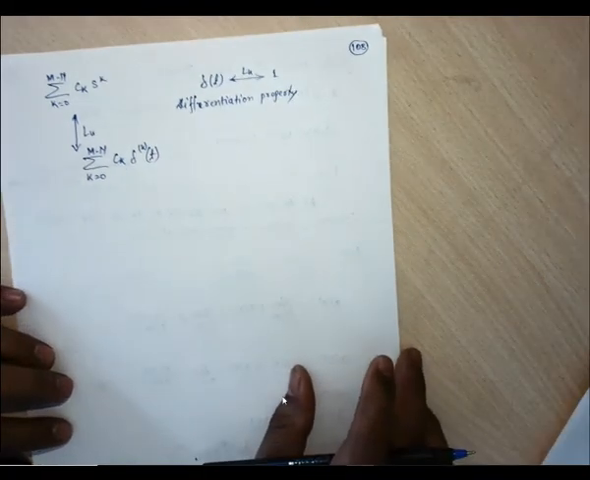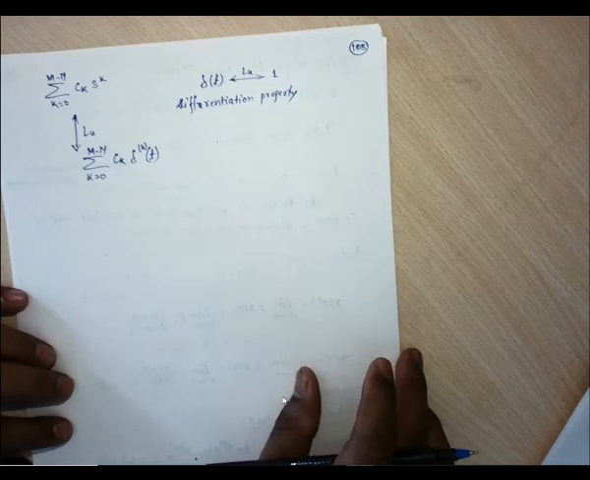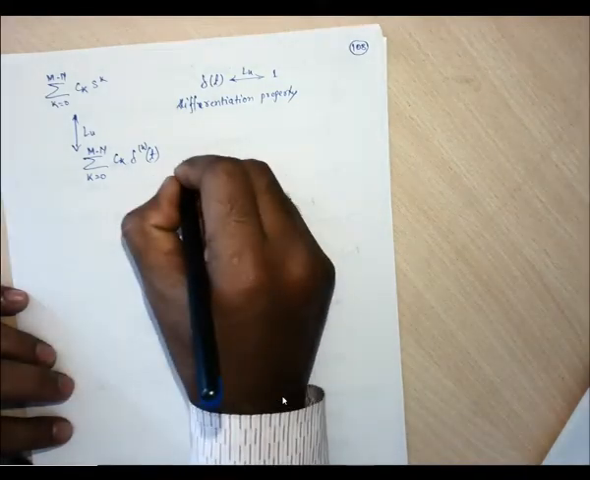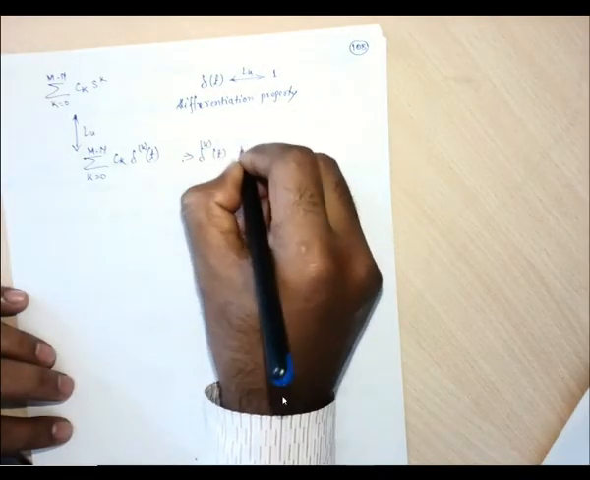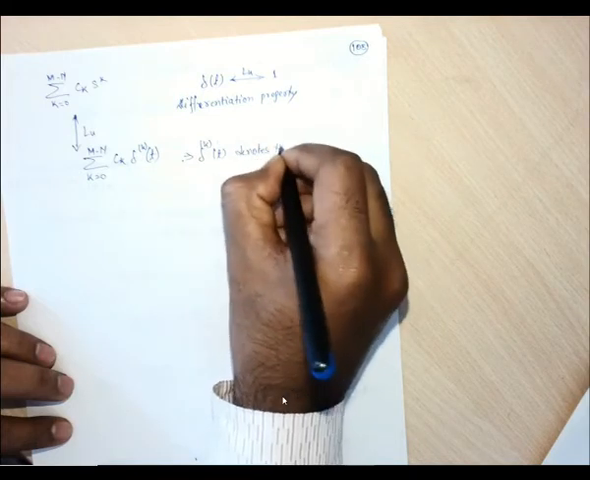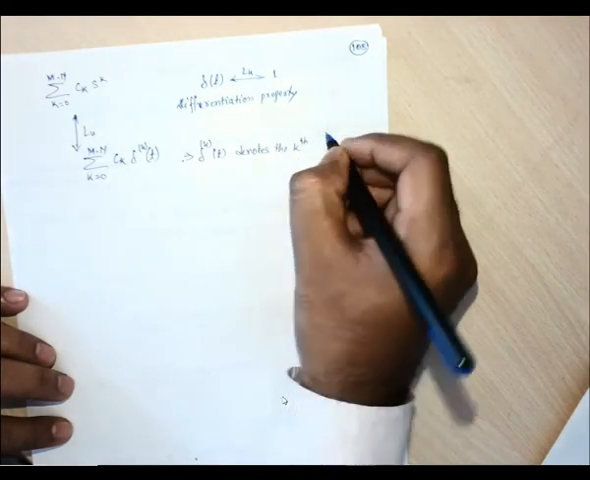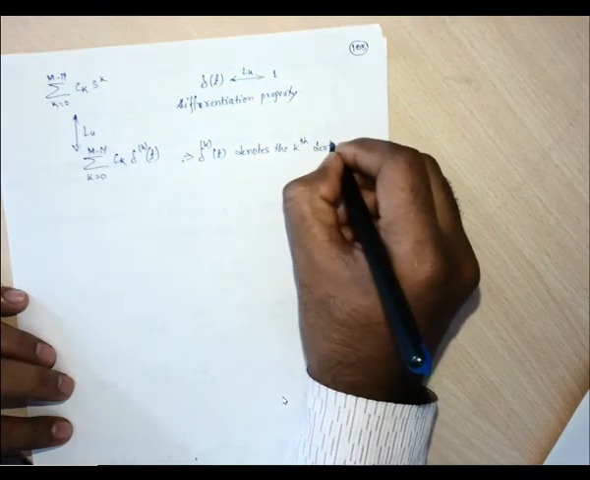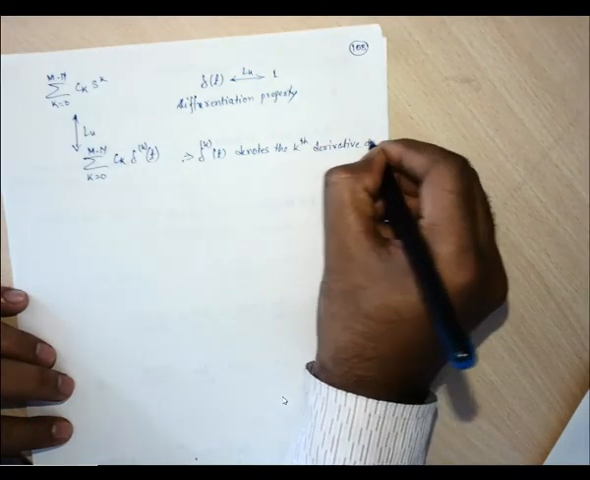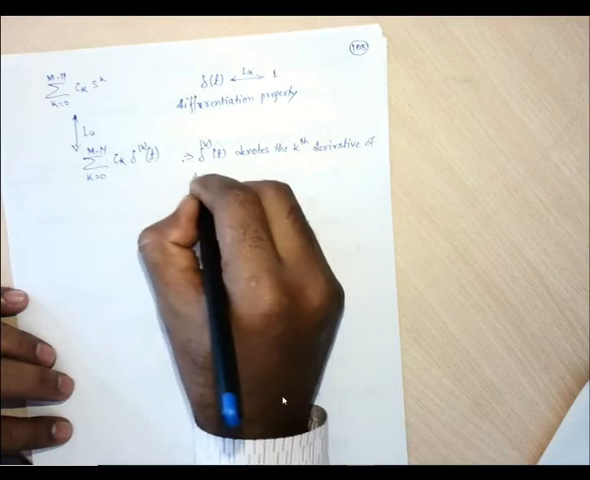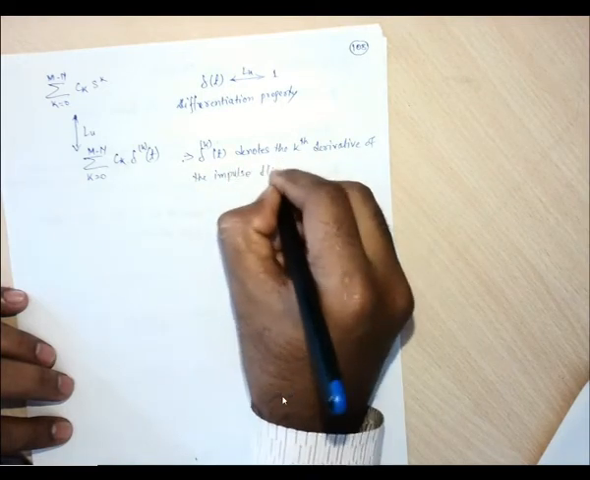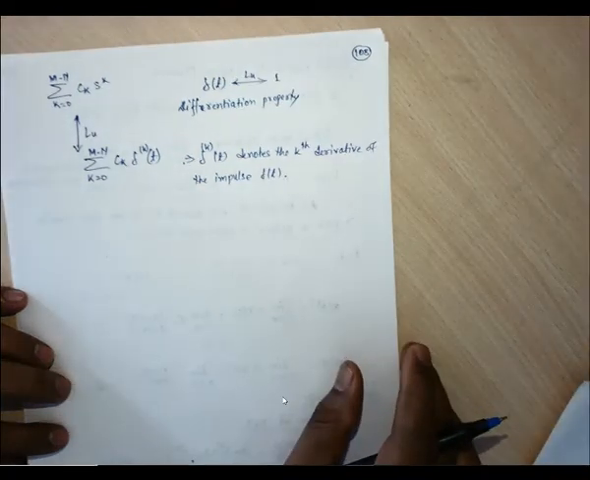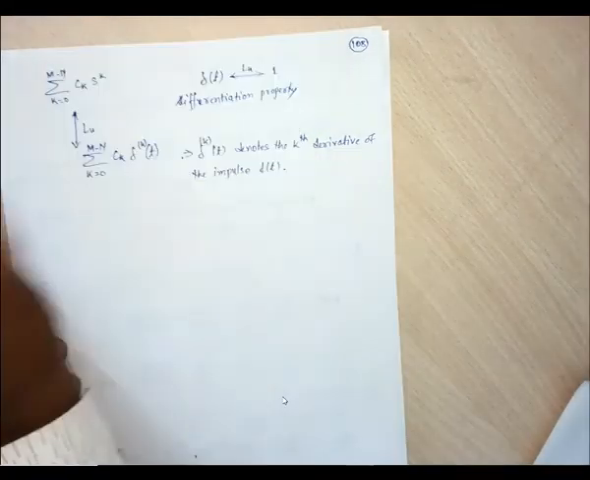Okay, so where del k of t denotes the kth derivative of the impulse del t. Okay, so how are we finding it? We need to find out the inverse of that.